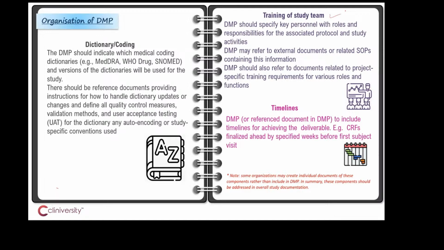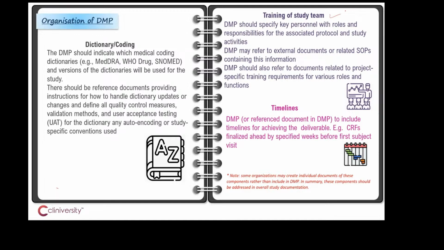It will also specifically talk about the training of the study team. So it will specify who the key personnel are, their roles, and responsibilities for the associated protocol and study activities. Or the DMP may refer to certain external documents or related SOPs which will contain that information. So they may connect it to the training plan.